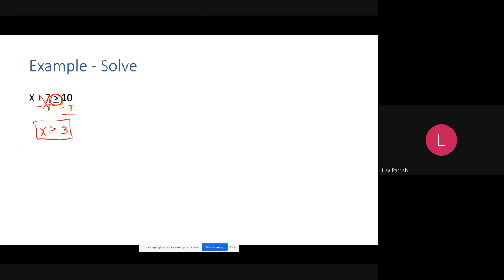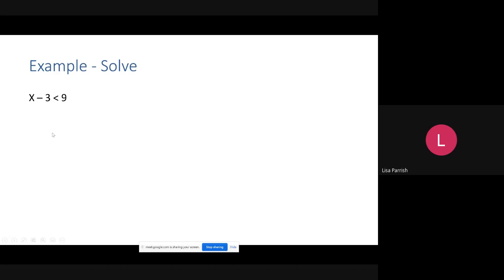Now we're going to check that. So plug 3 in for x. 3 plus 7 is greater than or equal to 10. Add that up. 3 plus 7, that is 10. So 10 is greater than or equal to itself. It is equal to, so that counts. So again, you're going to solve it just like an equation, except instead of an equal sign, you're going to write the inequality sign right here. So be extra careful of that.